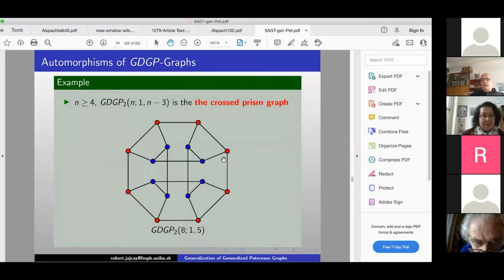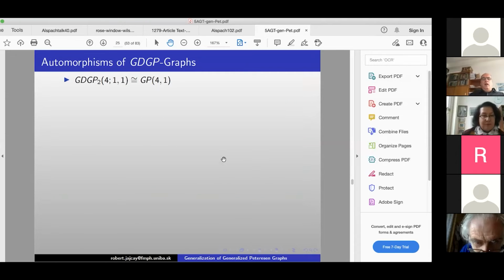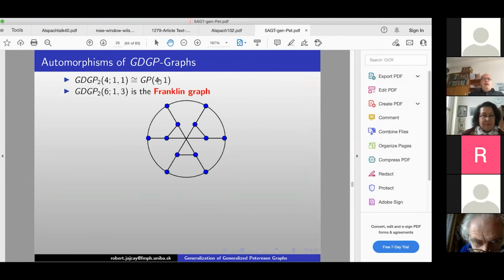You can see that there will be some symmetries. The first thing I always have to remind myself is that some of these are Petersen graphs, so you don't want to spend too much time with those. Another example of the type from the previous slide is the Franklin graph, again something you have seen before. And all the GDGP 2, n, 1, n-3 are vertex transitive. So we have a large family of vertex transitive graphs already when the groups are of size 2.